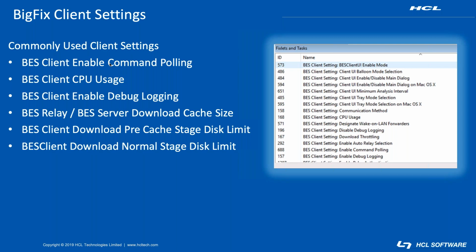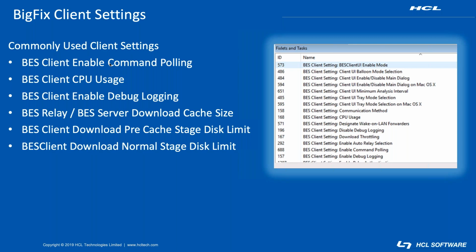First up on the list is BES Client Enable Command Polling. This is especially useful in environments where you may have clients that are unable to receive UDP commands from their server or relays. This task configures the clients to poll their parent relay or server once an hour for UDP commands they may have missed.